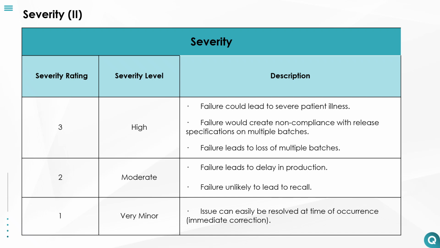Here's an example of a typical severity rating table, similar to that applied to Annex 1 risk assessments. On the left, we have the severity rating from 1 to 3, with 3 being the highest severity, 2 being moderate, and 1 being none or very minor severity. The description outlines the general requirements for assigning each severity rating.